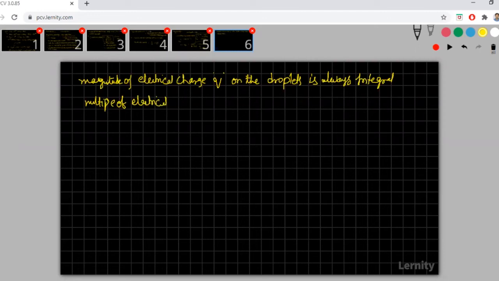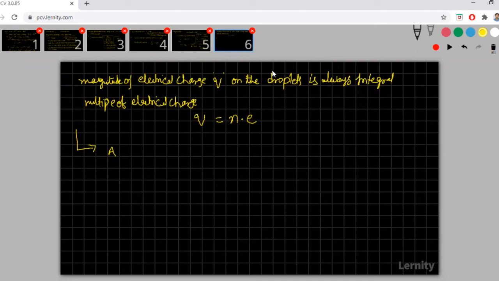So with this, I want to conclude one equation: Q is equal to N into E. N means 1, 2, 3, 4 like that. One problem I want to give. Sir, where will it be used?